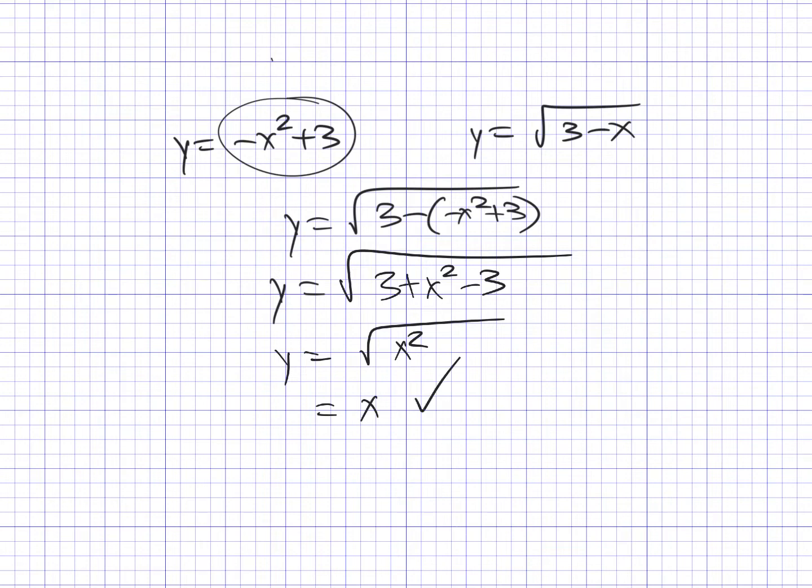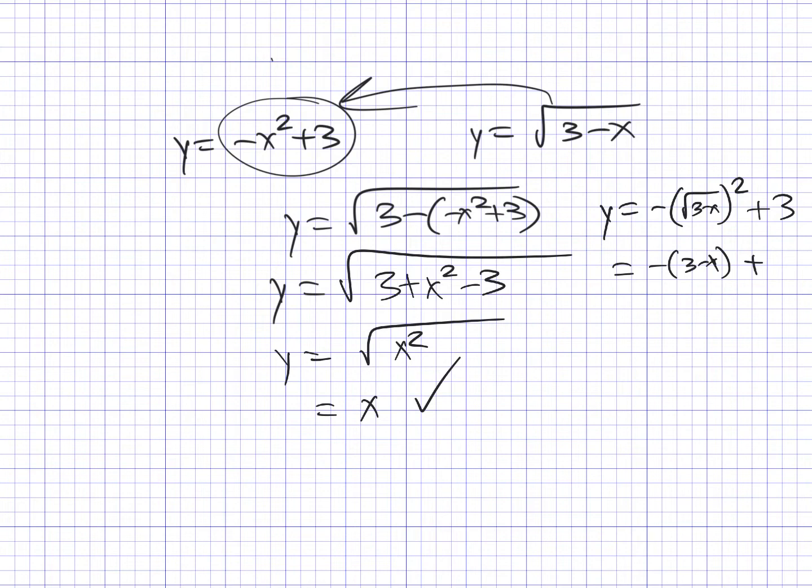Check. But you must also go the other direction and get x as well. So we have minus the square root of 3 minus x squared. So we're substituting that in for the x of the other function, plus 3. So we square the square root, and the square root's gone. And then we distribute the negative, negative 3 plus x plus 3. The 3's cancel, and you get x. So yes, those are inverses of each other, but you have to do both of them.